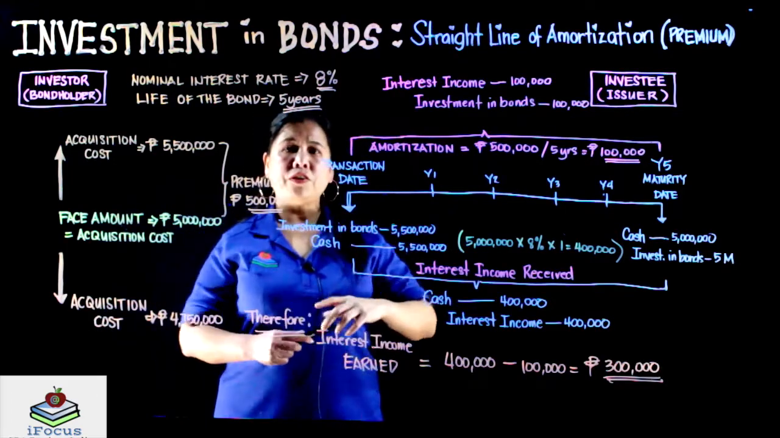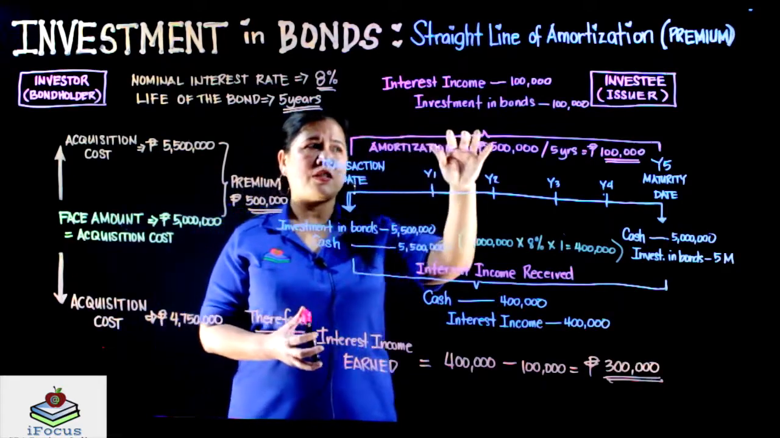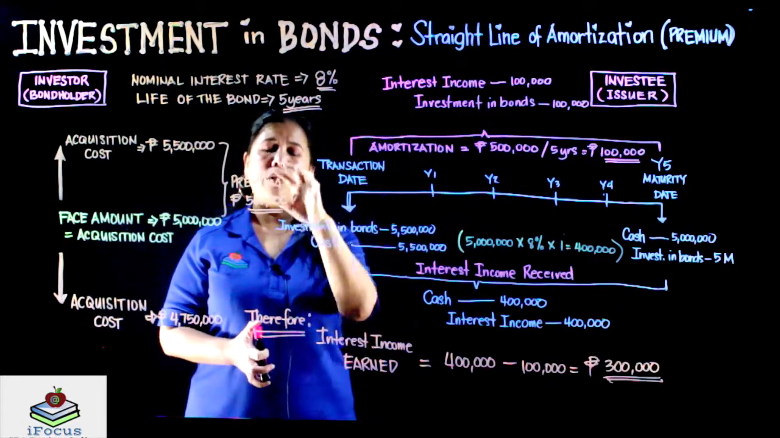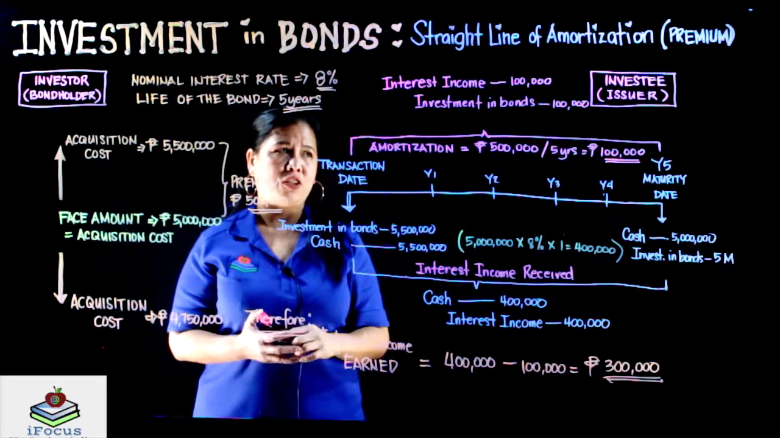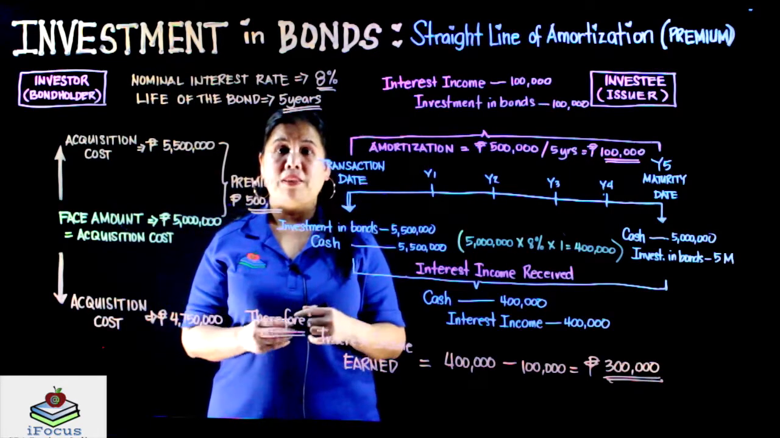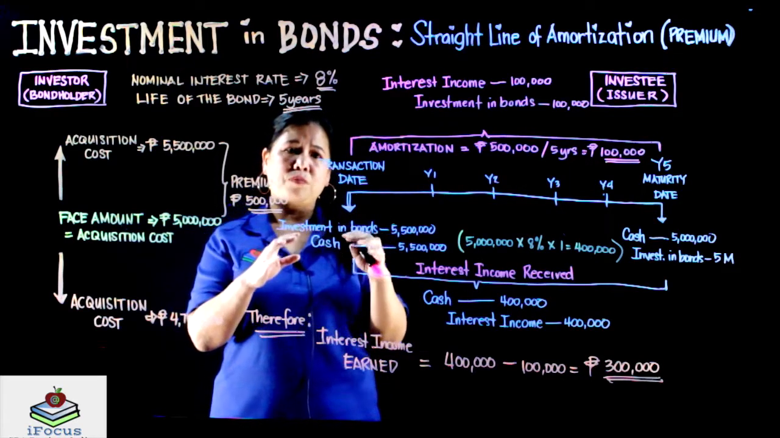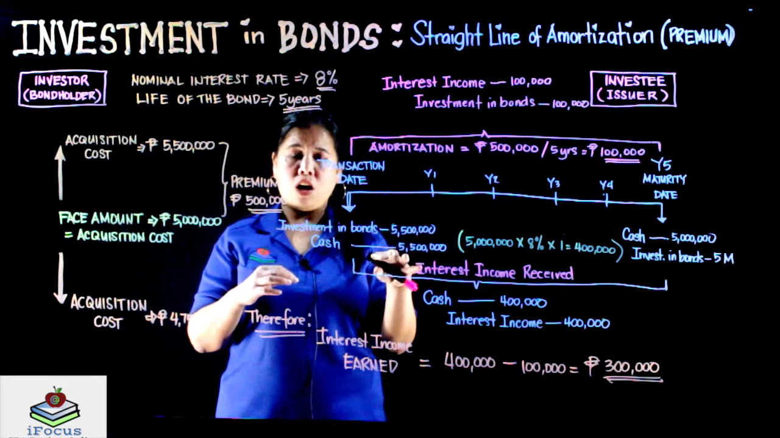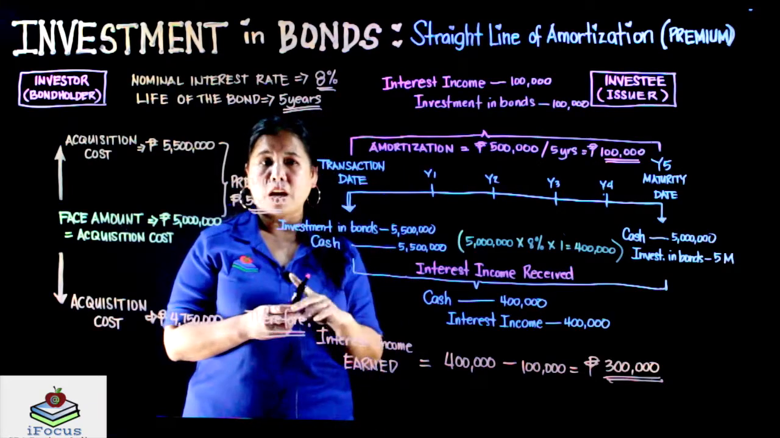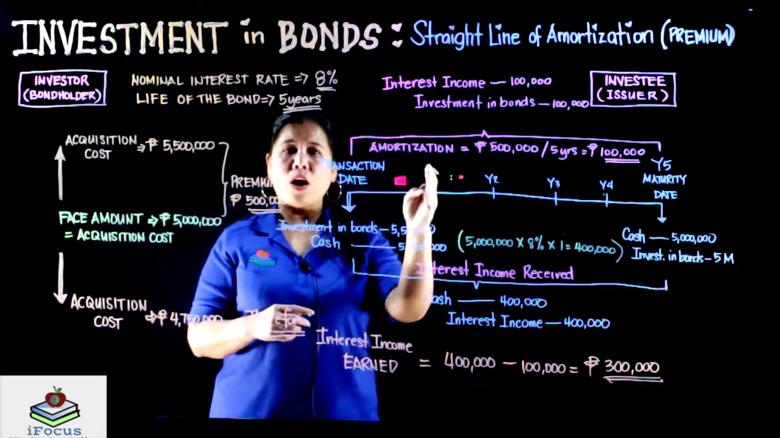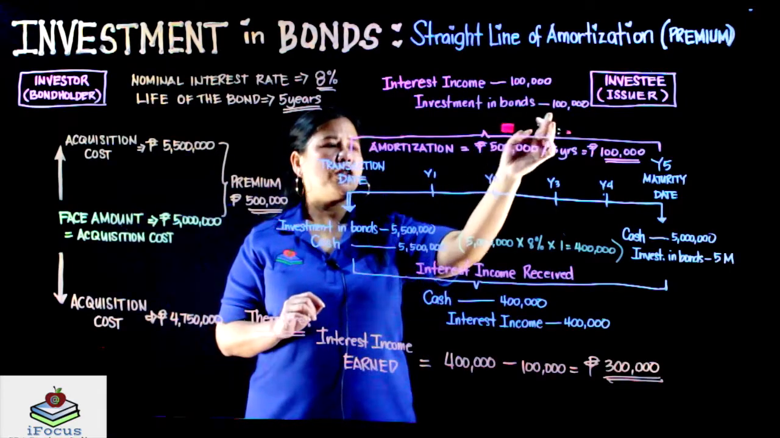Another thing that I want to emphasize here is the investment in bonds. Our credit to investment in bonds is the amortization amount of the premium. So if you credit the investment in bonds for the premium amortization, you are reducing that investment account. On the transaction date, we record the investment in bonds account at acquisition cost. So the carrying amount of your investment in bonds is the acquisition cost. Come year 1, after 1 year, you amortize the premium, so you reduce it by 100,000.